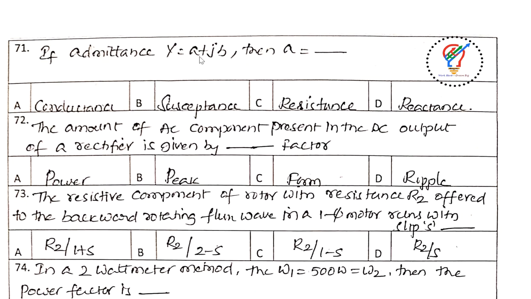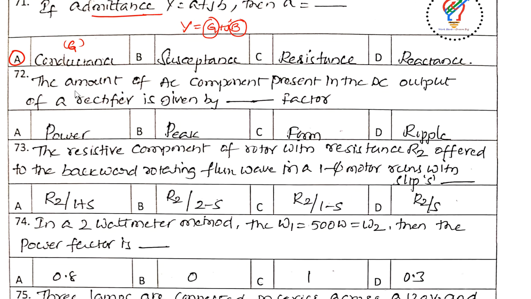If the admittance Y is equal to G plus jB, where G is nothing but conductance and B is nothing but susceptance. So what does G represent here? The options are conductance, susceptance, resistance, reactance. Yes, the answer is conductance, G here.